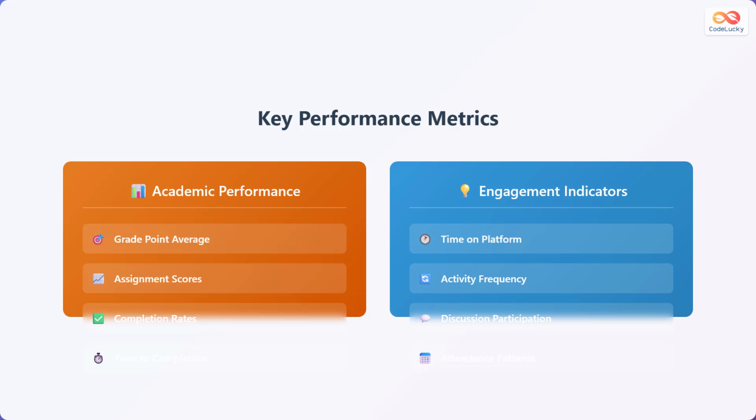Let's explore the key performance metrics in education technology analytics. We can broadly classify them into academic performance and engagement indicators. Under academic performance, we have grade point average, assignment scores, completion rates, and time to completion. For engagement indicators, we look at time spent on the platform, activity frequency, discussion participation, and attendance patterns.